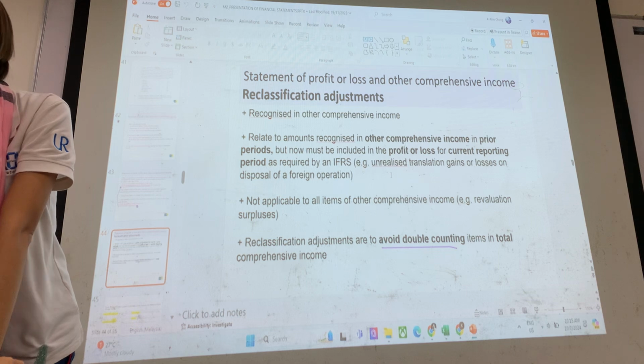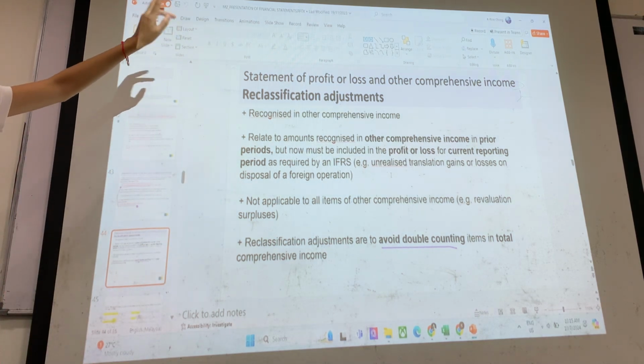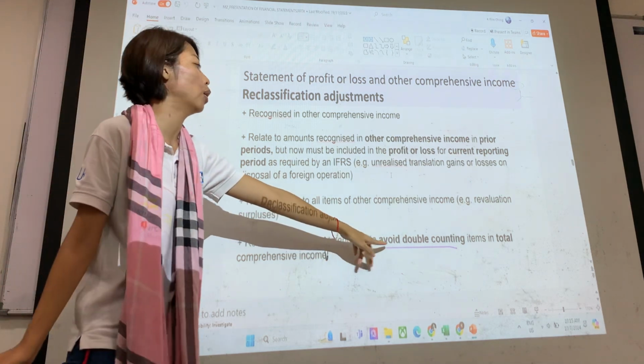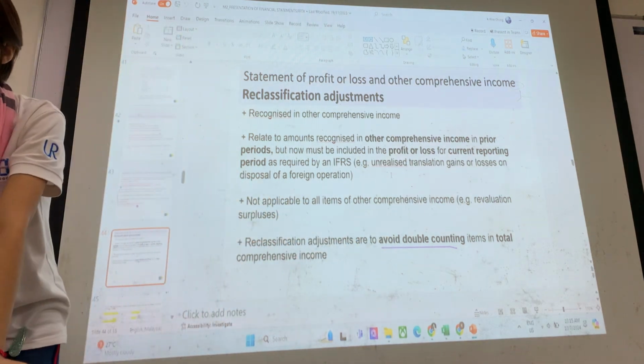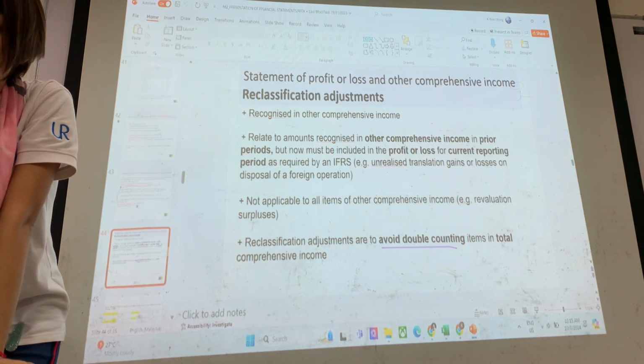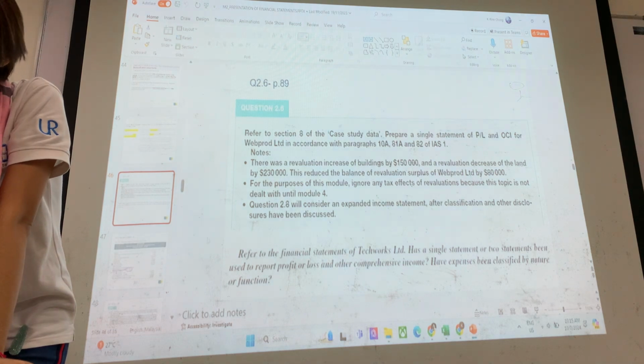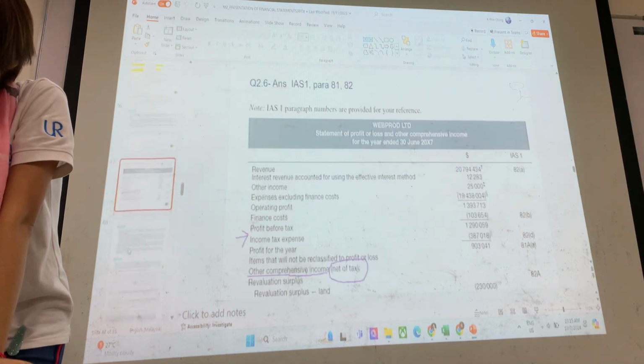Why is it so? The main reason is because we want to avoid double counting, and I'm sure you don't understand what I say. So we will look at an example. Okay, avoid double counting. That means you don't want to double count something. So we will look at the example.